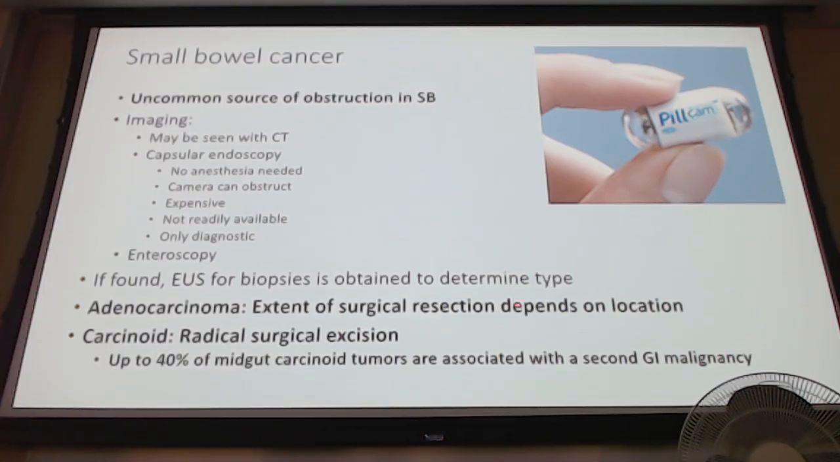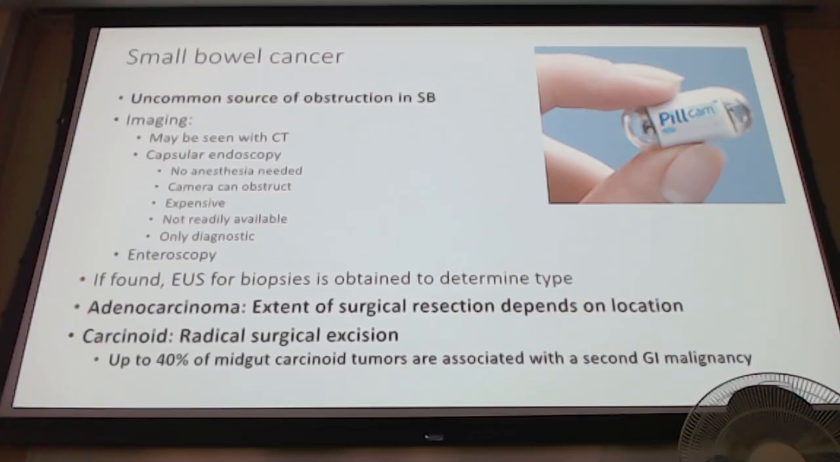If it's adenocarcinoma, the extent of the surgical resection really depends on location and depth. If it's a carcinoid, we do radical surgical excision, depending on where that carcinoid tumor is. 40% of the midgut carcinoid tumors will be associated with a secondary malignancy. So if you find a carcinoid tumor in the midgut, you have to be looking for that secondary GI malignancy.